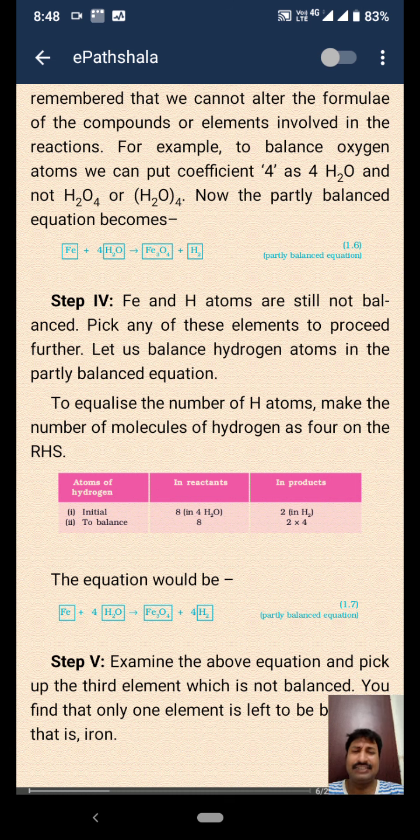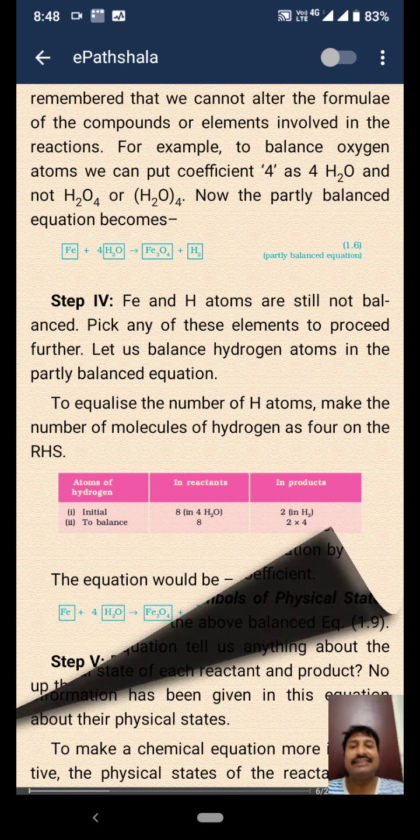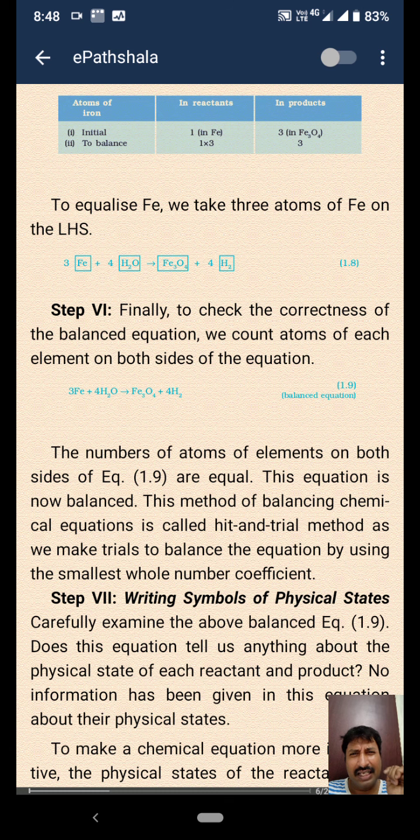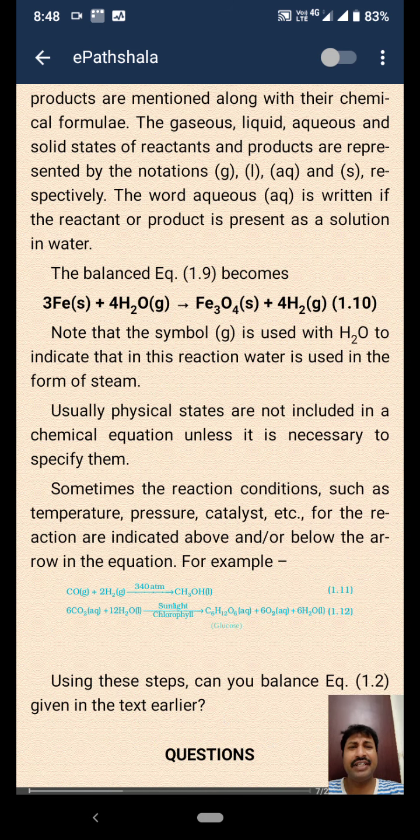And iron has not been balanced here. So if you write 3 in front of iron, it will be balanced. You can see the final step of the reaction, that is 3 iron plus 4 molecules of water gives iron oxide plus 4 molecules of hydrogen. So like that we can do a lot of reactions, and this is a very important reaction.